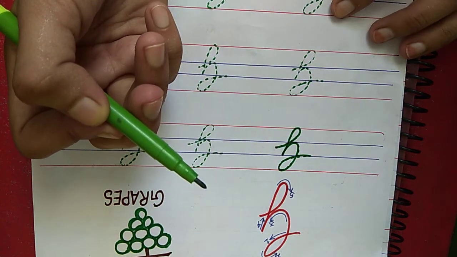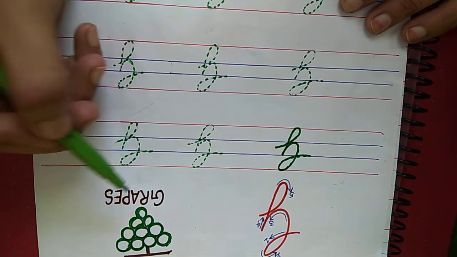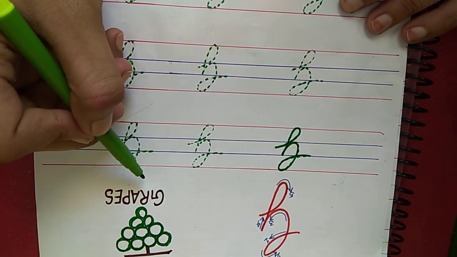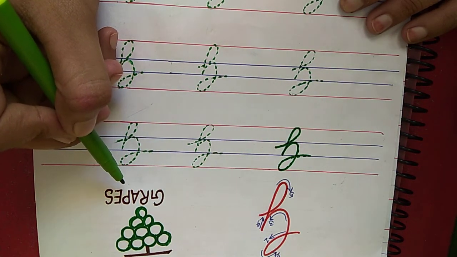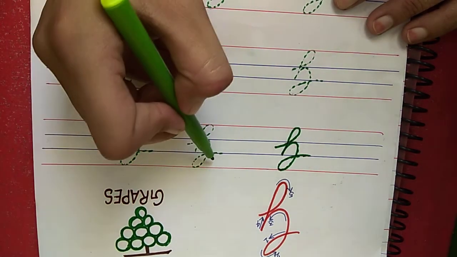What is this? This is G for grapes. What is the spelling of grapes? G R A P E S. Grapes. G for grapes.